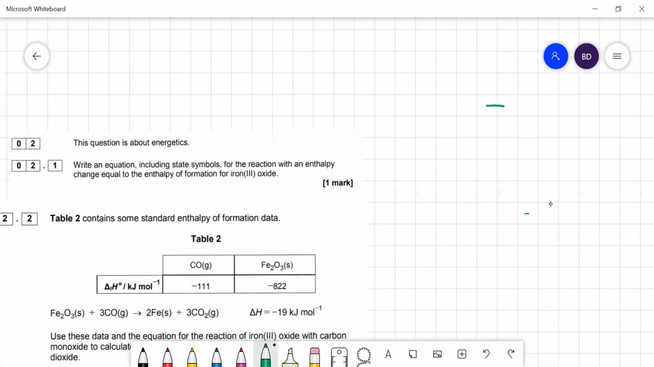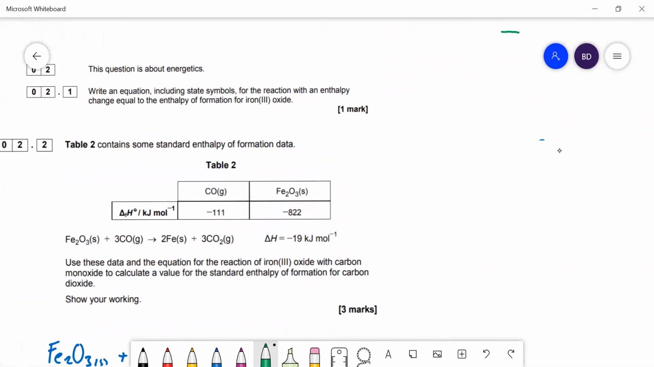Right, energetics. State symbol, an equation including state symbols for the reaction, the enthalpy change equal to the formation of iron 3 oxide. Now, iron 3 oxide is that compound there. You can see it's got an oxidation number of +3. So that's going to be 2Fe, solid, is the standard state of iron, plus 1.5 O2, the standard state of oxygen, obviously O2, gas. And that's going to give us Fe2O3, and that's a solid. So you need the state symbols there. So that would be delta HF.